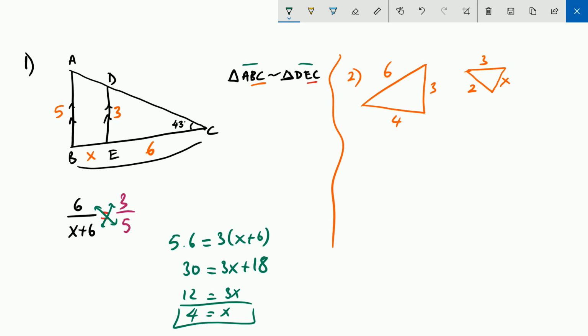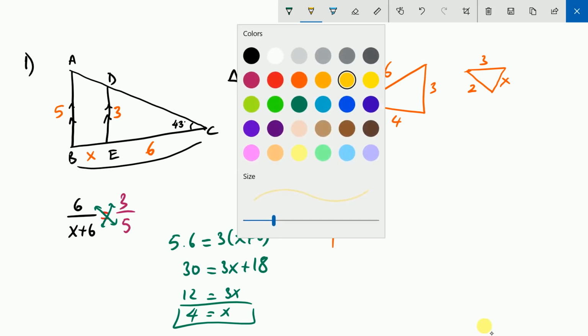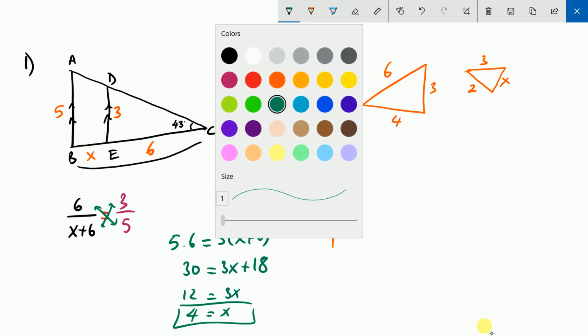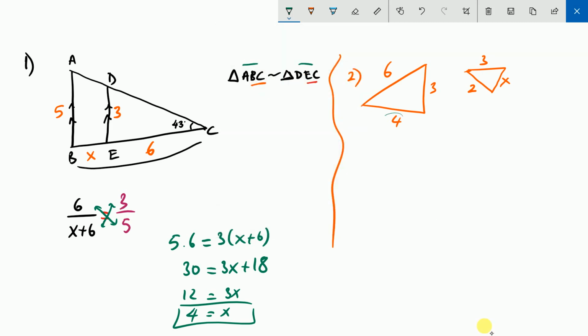If we don't have any other information, we just have two triangles. We know the value of sides, 3, 4, 6 for the first triangle, for the second triangle, x, 2, and 3. Please pay more attention here. I can understand, 2 times 2 is 4.